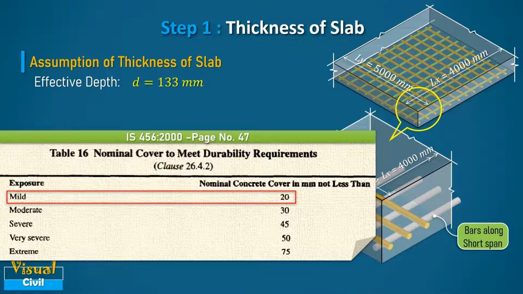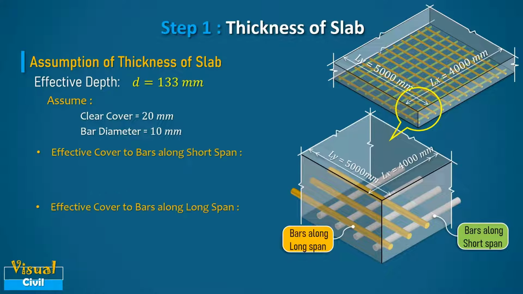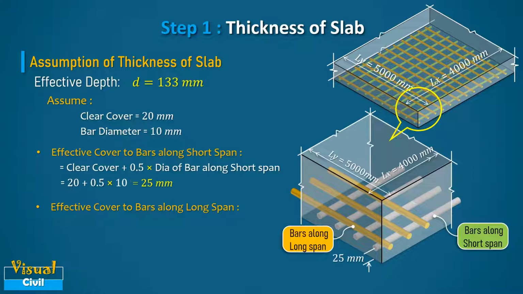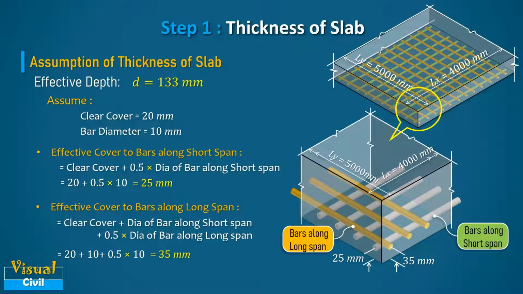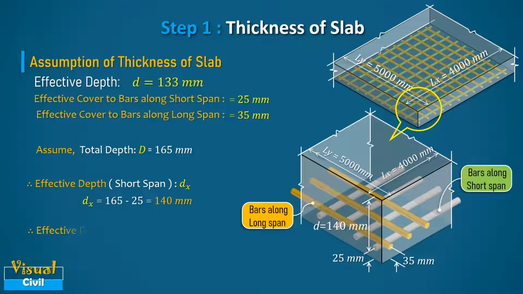Assume clear cover of 20 mm for mild exposure and diameter of bar as 10 mm. Here we need to find the effective depth and cover in short and long span. So let us first find the effective cover to bars along short span, which is equal to 25 mm, and effective cover to bars along the long span equal to 35 mm. Assume total depth of slab equal to 165 mm. Hence, the effective depth for short span is equal to 140 mm and that for long span equal to 130 mm.